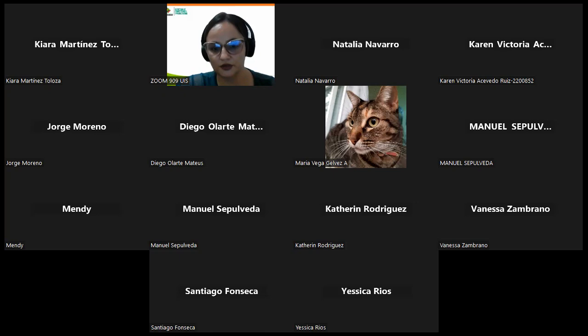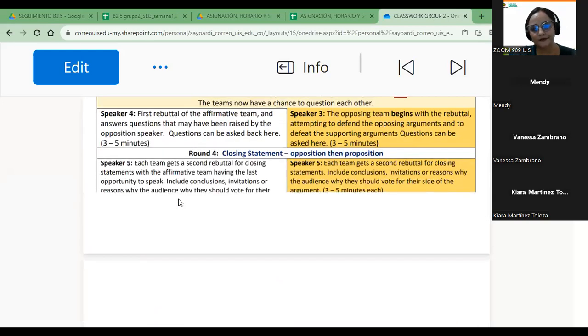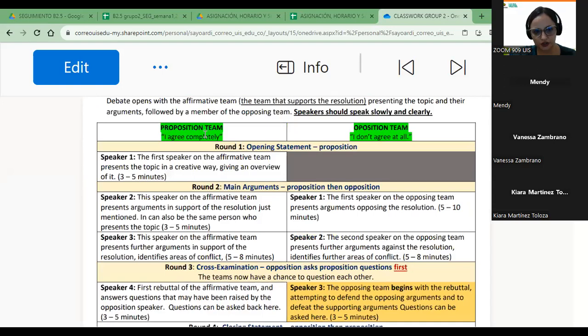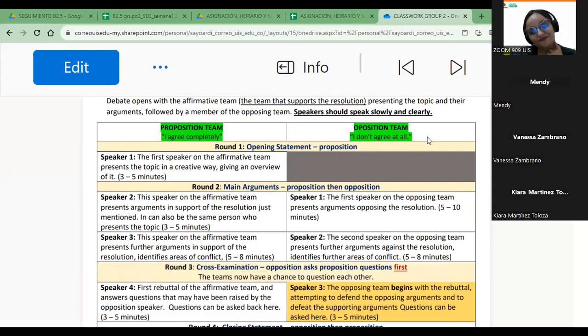Okay, so what I'm going to do now is divide the group into two teams. Ones are going to be part of the proposition team, the ones that agree with the topic. The other ones will be on the opposition team, the ones who don't agree at all. Okay, and we are going to conduct our debate. We have exactly the time we need.